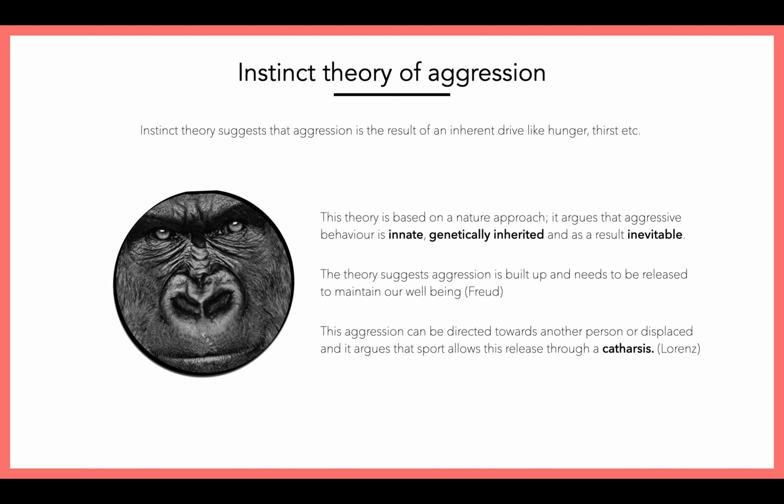And then Lorenz came along and said that this aggression can be directed towards another person. However, you could do it through a more acceptable behavior, such as sport. Okay, you could release this aggression through sport and then you'll feel good. And this was known as catharsis. So he took it a little bit further and said that sport provides a vehicle to release aggression. Okay, so this is what the instinct theory was mainly saying.